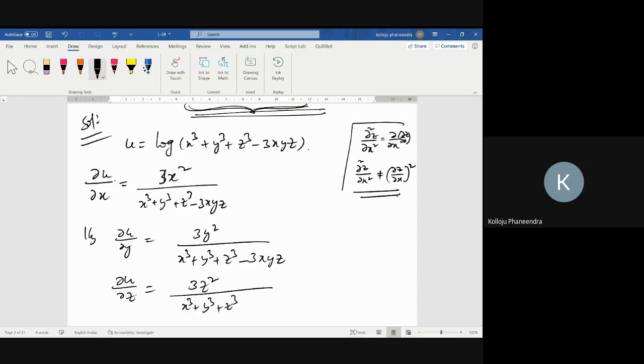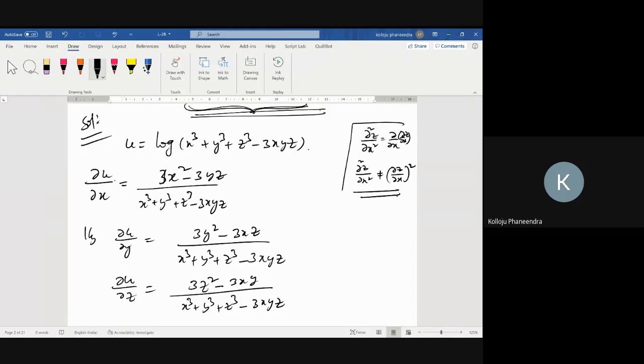Sir, in the numerator, minus 3x. Yeah, minus 3xyz is there. So with respect to x, minus 3yz is here. With respect to y, minus 3xz is here. And with respect to z, minus 3xy is here. Very good, right? These are the first order partial derivatives.